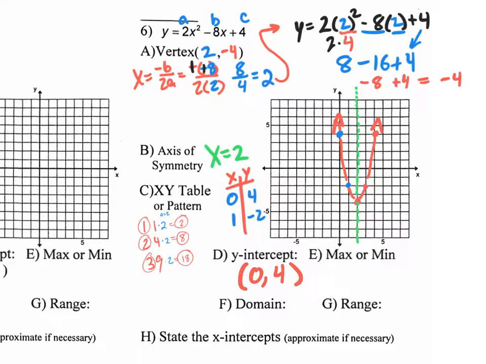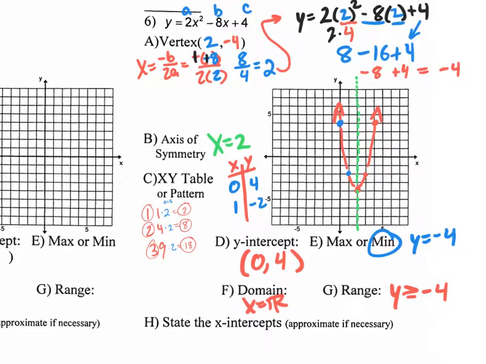How about the maximum or minimum value? Is this a max or is this a min? There's a minimum value. And what is the minimum value? Negative 4. And we could say negative 4, or we could actually say y equals negative 4. Simply the y value of your vertex, right? The domain's x equals all real numbers. The range, y, because it's opening up, would be greater than or equal to that y value of your vertex, negative 4.